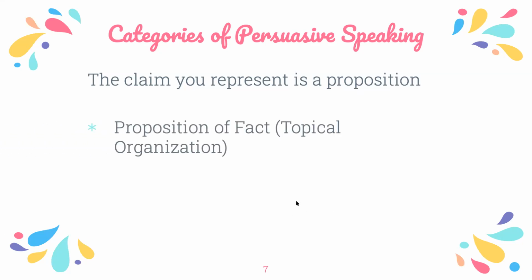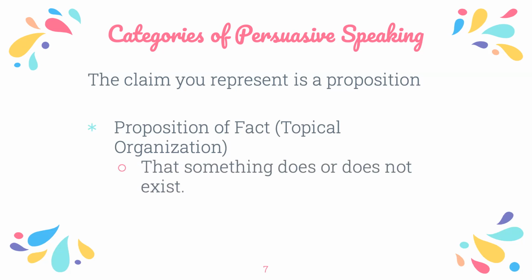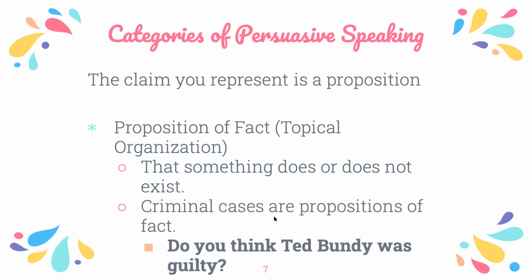The first persuasive speech category is called a proposition of fact. In a proposition of fact, you're trying to convince someone that something does or does not exist, that something is real or not. So a proposition of fact speech would be trying to convince the audience that, you know, aliens exist. And you would use factual evidence, scientific evidence, documented evidence to present that this is something that exists. So that would be an example of a proposition of fact.